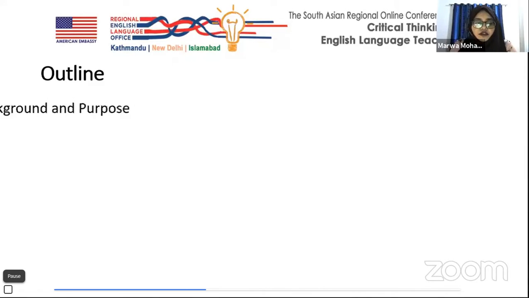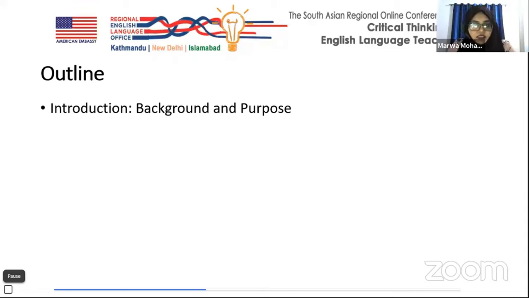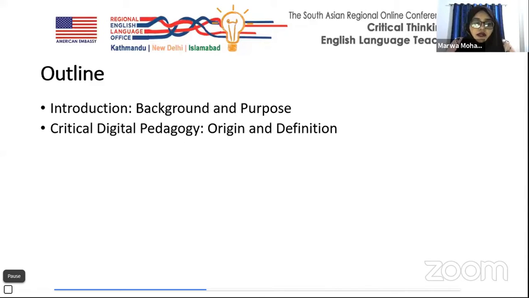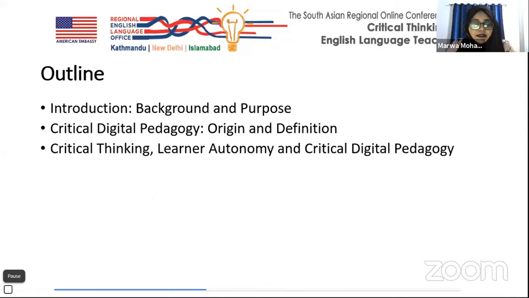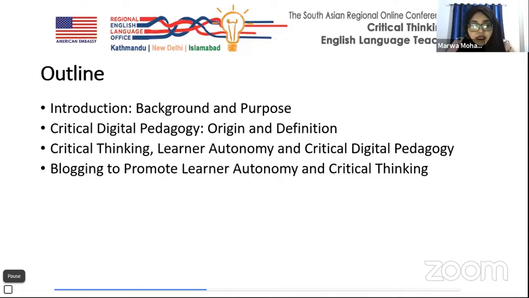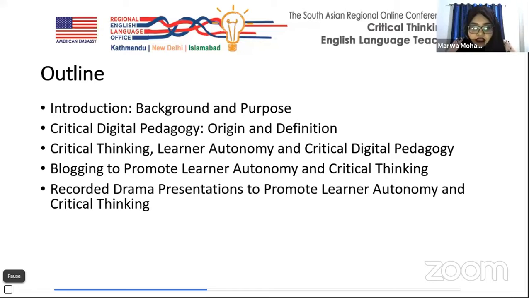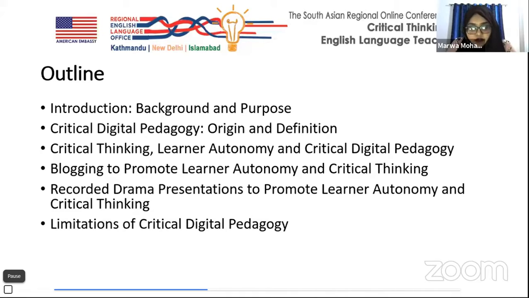So let's move on, and let me share my outline with you for today's presentation. First of all, obviously, I'm going to start with the background and purpose of conducting these 2 studies. And then I will talk about the origin and definition of critical digital pedagogy. And then a little bit about how critical thinking, learner autonomy, and critical digital pedagogy are interconnected. Then about blogging, how blogging can be used to promote both learner autonomy and critical thinking, and how recorded drama presentations can be used to promote learner autonomy and critical thinking. Then the limitations of critical digital pedagogy, because obviously there are certain limitations there. And then some recommendations from my side.